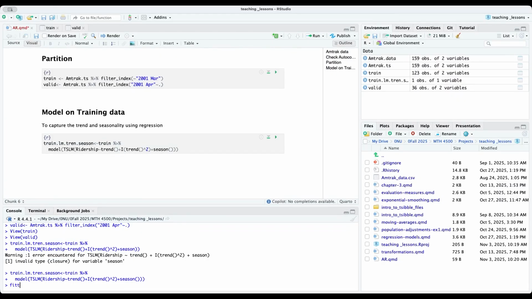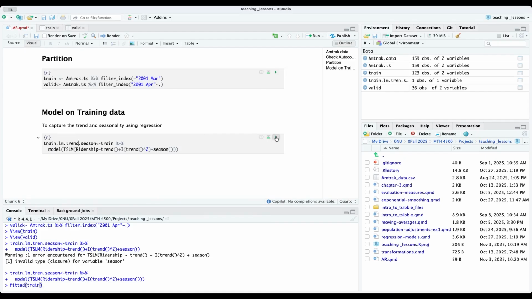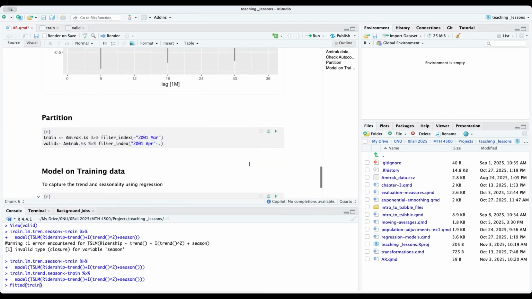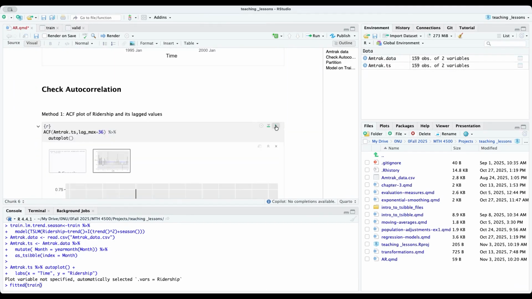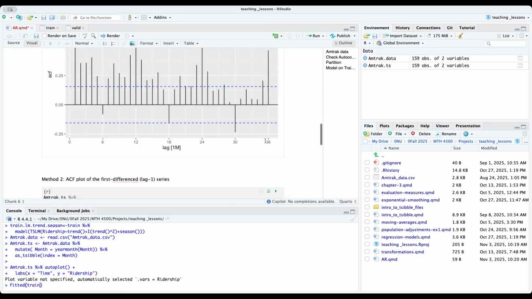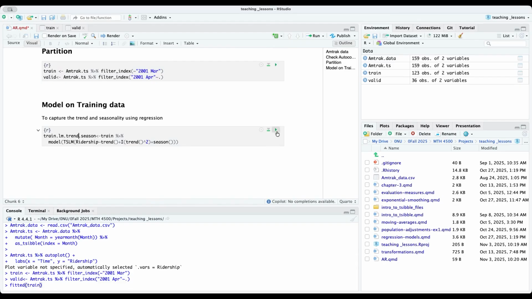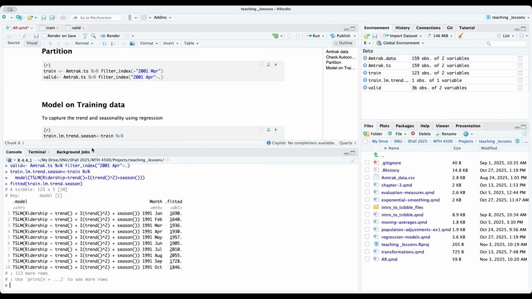So let's look at fitted, train linear model, trend and season. Actually, I don't like trend. Let me run again. To be honest, I want to delete all of this and start from scratch. So let me run this. After that, running ACF, I don't want it. The training again, then this. Okay, here we go. Then let's do the fitted, train.lm trend season. Okay, this is my time series right now.